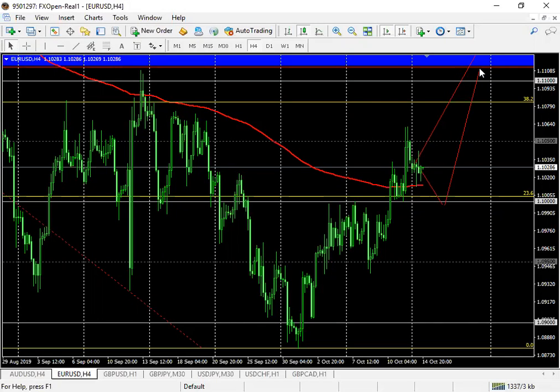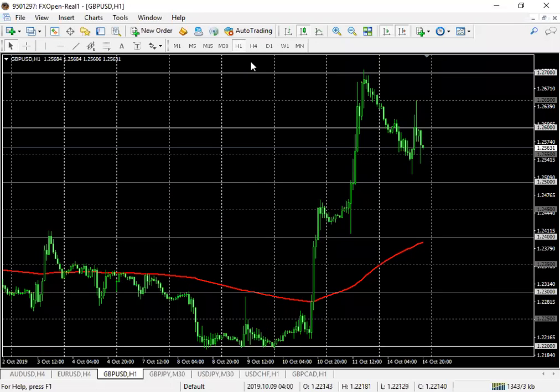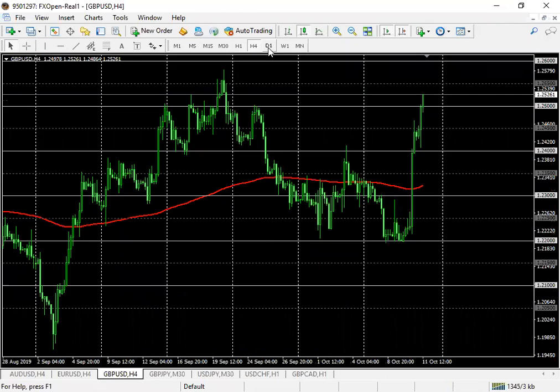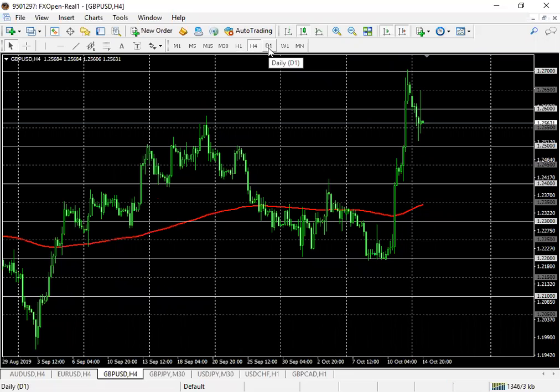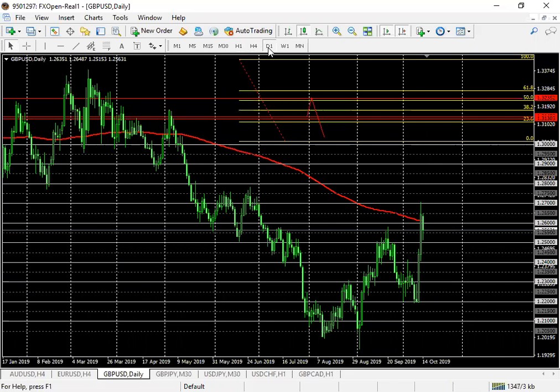Obviously, if the market doesn't play out to this expectation, we're not going to mess with anything. We're just staying out, keeping our distance. So GBP/USD has been probably one of the most active markets from last week.